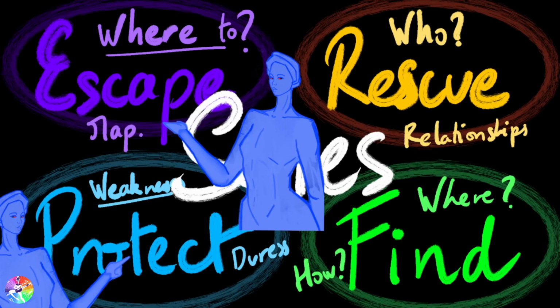And then you have to ask yourself, where do we escape? Or which road, which path is most appropriate for the easiest kind of escape? So that's your where to. You find the victim, you protect her till they can get outside.